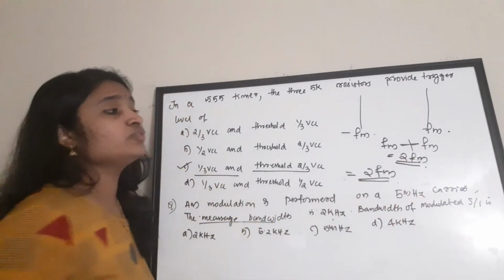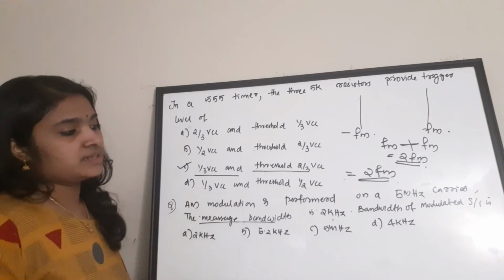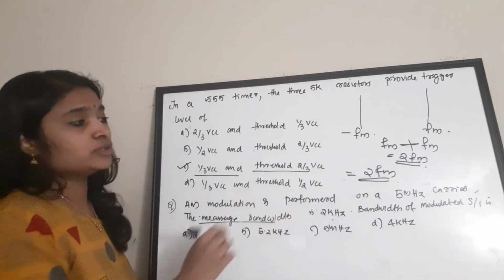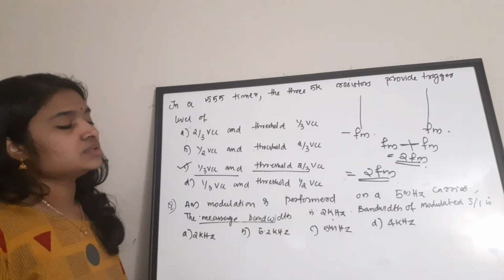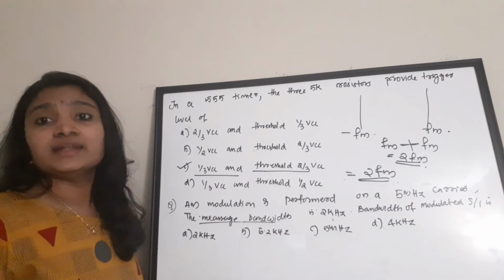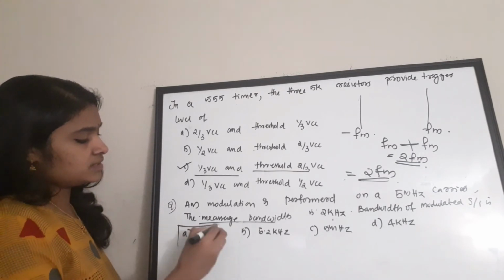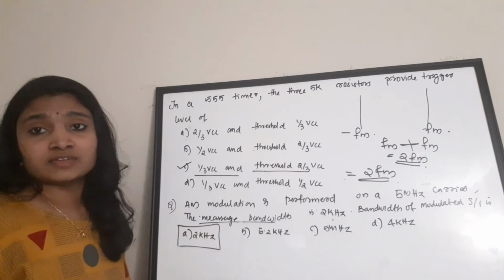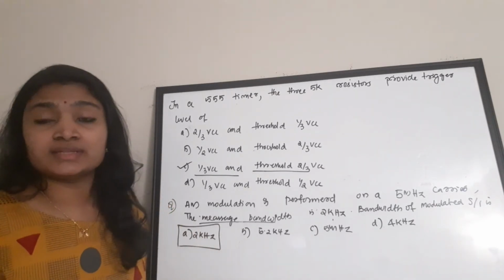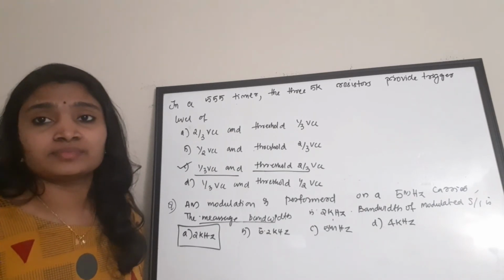So the bandwidth of your message signal is 2 FM. Here the value of the bandwidth 2 FM is given. It is 2 kilohertz. So what will be the bandwidth of the modulated signal? It will be again 2 kilohertz itself. So the correct answer here is option A, which is 2 kilohertz. That is, 2 kilohertz is the bandwidth of the modulated signal.